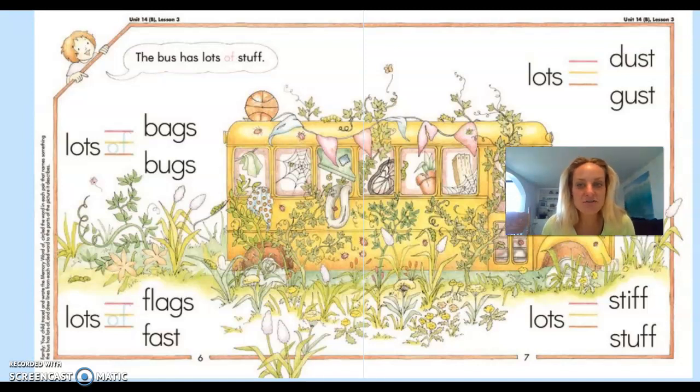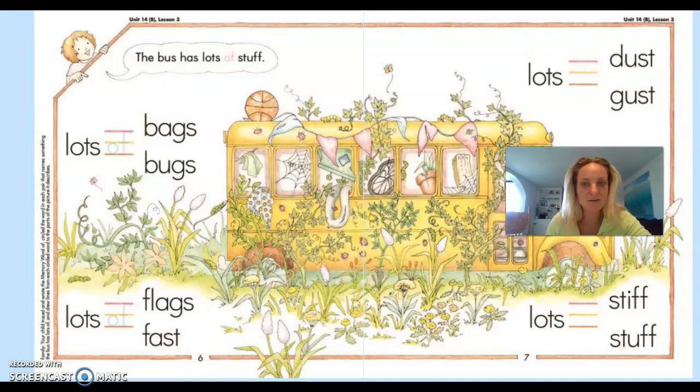And you are going to read each one of those sentences and figure out which word is correct. So the first one says, I kind of went over it, lots of bags or lots of bugs. When I'm looking at that bus, it looks like there are lots of bugs. So I want you to trace the word of and circle the word bugs, okay? Now I want you to do that for the rest of them. I'm going to wait a couple minutes, and you can pause this if you need to.